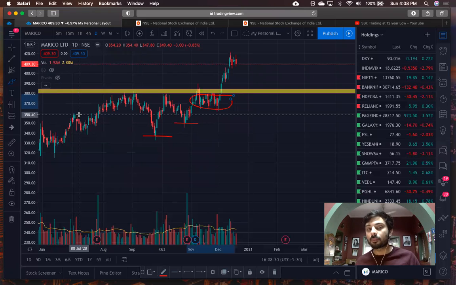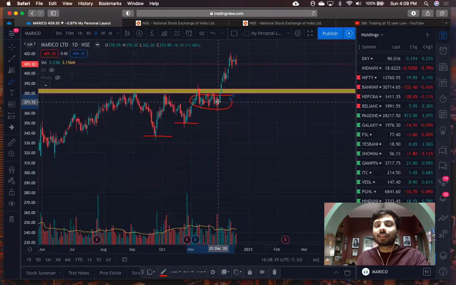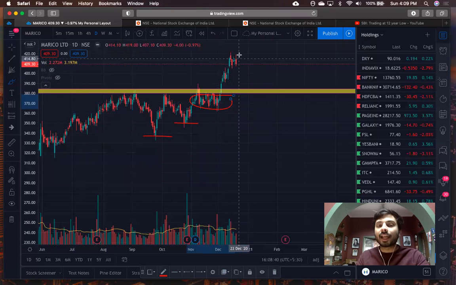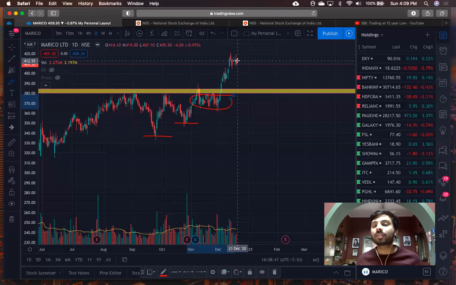But if you think you're having a problem with levels, if you want to be more consistent, find multi-year levels. That's exactly what I'm trying to say. And so think about it. We bought at 380 or 370. It's at 420 right now. 50 rupees gain. That's close to 15-20%. If you get 15-20% in a month, what's wrong in that?